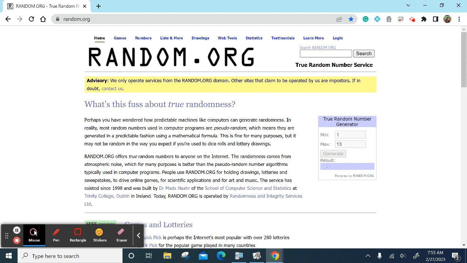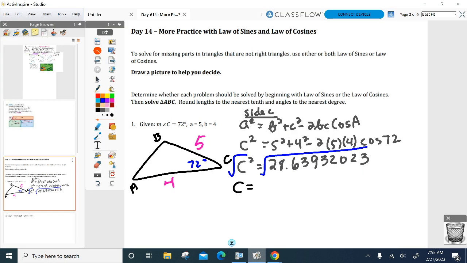Nearest tenth when you have it, 8.5.4. There we go, 5.4. Everyone good? All right, so we found all three sides we know.